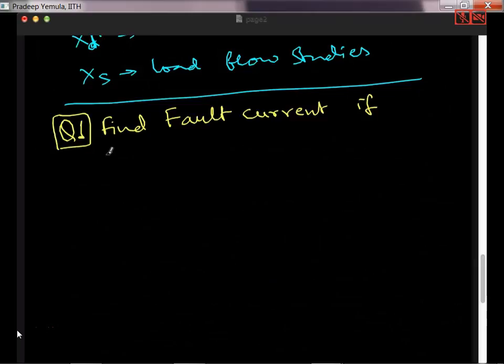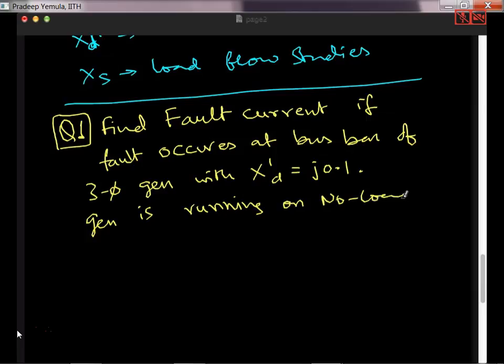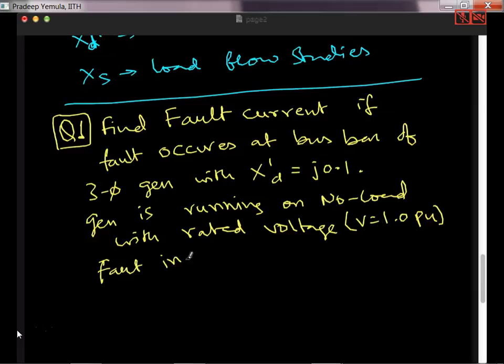If a fault occurs at the bus bar of a three-phase generator with X_d single dash equal to j0.1, and the generator is running on no load with rated voltage, so rated voltage V is 1 per unit, and also the fault impedance is j0.05 per unit. So this is the data given to you.